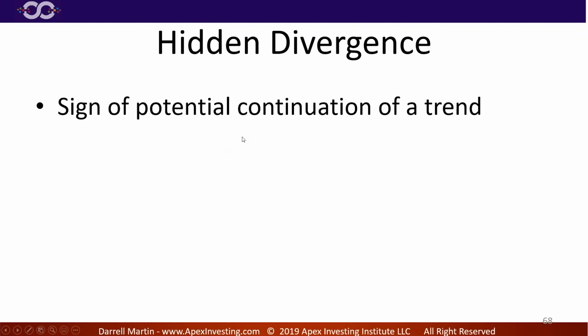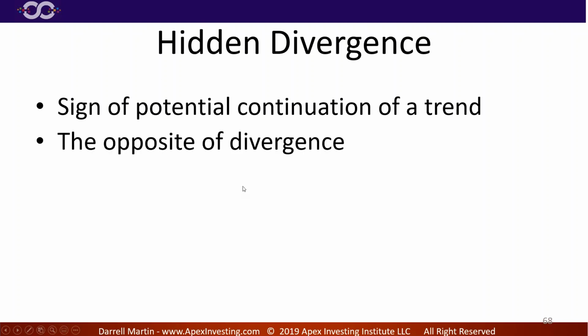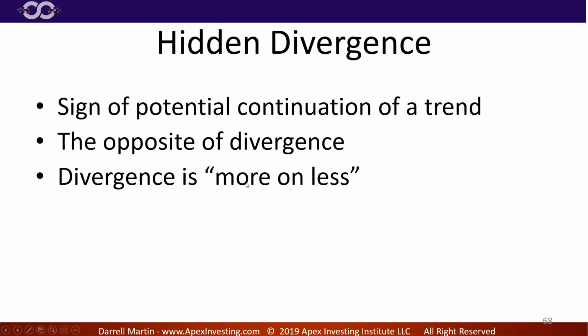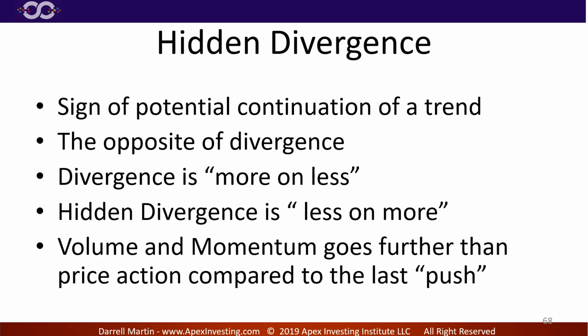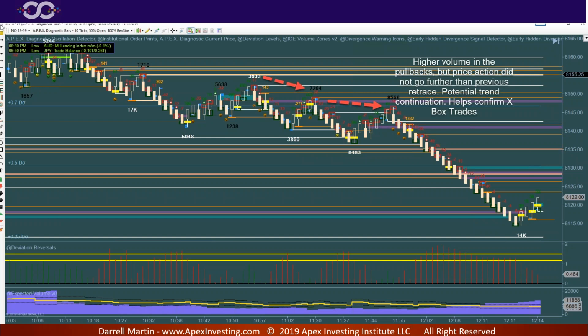All right. Sign up potential continuation of a trend. Hidden divergence, okay? This is the opposite of divergence. It basically tells you when the market's going to keep going. Divergence is more on less. Hidden divergence is less on more. So let's look at what I mean by that. It's basically more volume, more momentum. It's like I'm getting my second wind, I'm getting my third wind, okay?